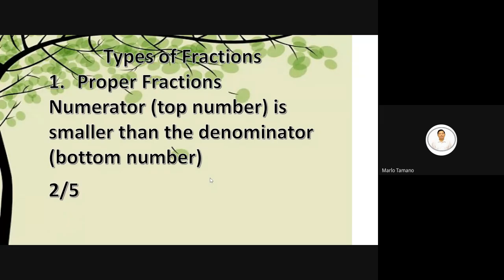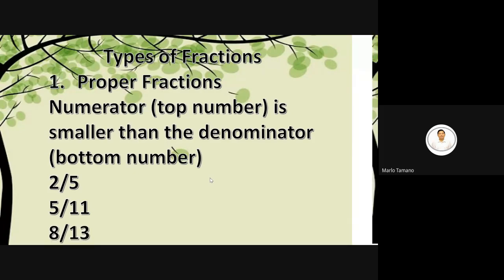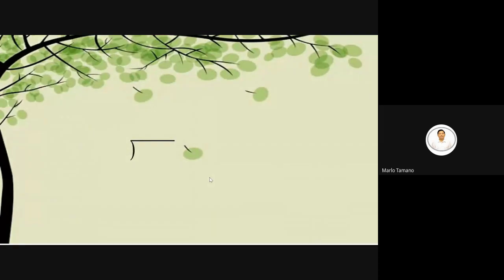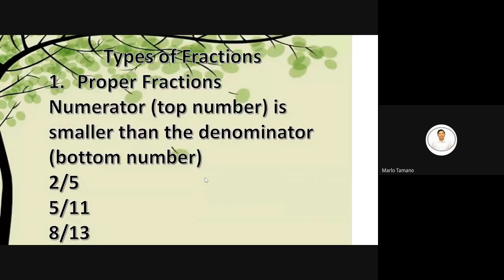For example, we have here 2/5, 5/11, 8/13. Alright, so yun pa yung mga sample natin, tatlo. So as you can see, the numerators are what? Smaller than the denominators, 5, 11, and 13.